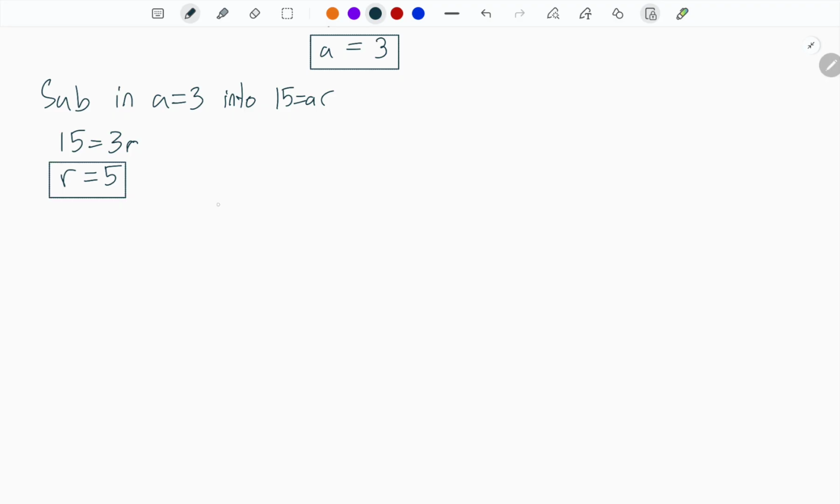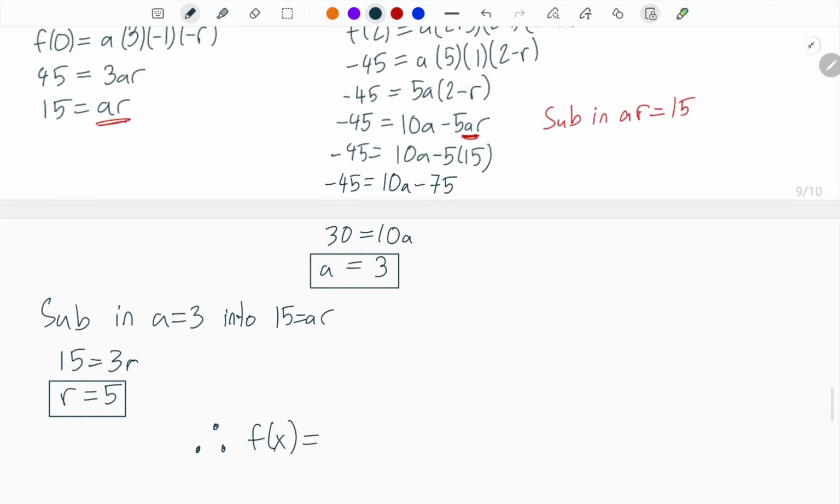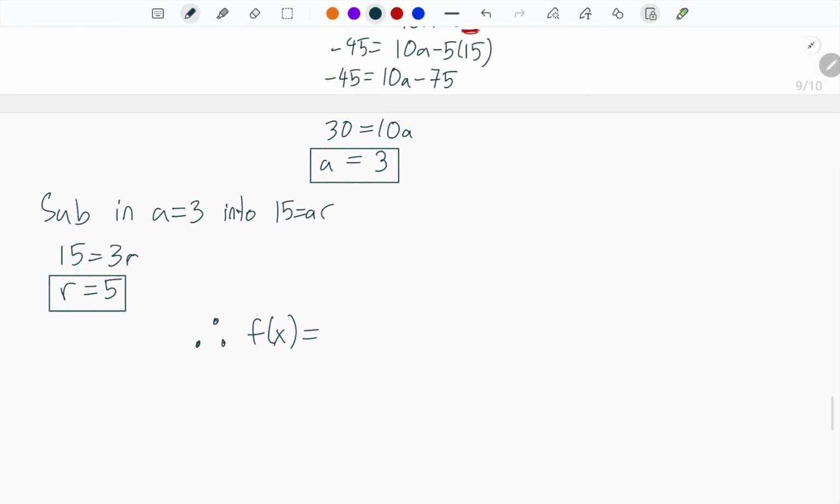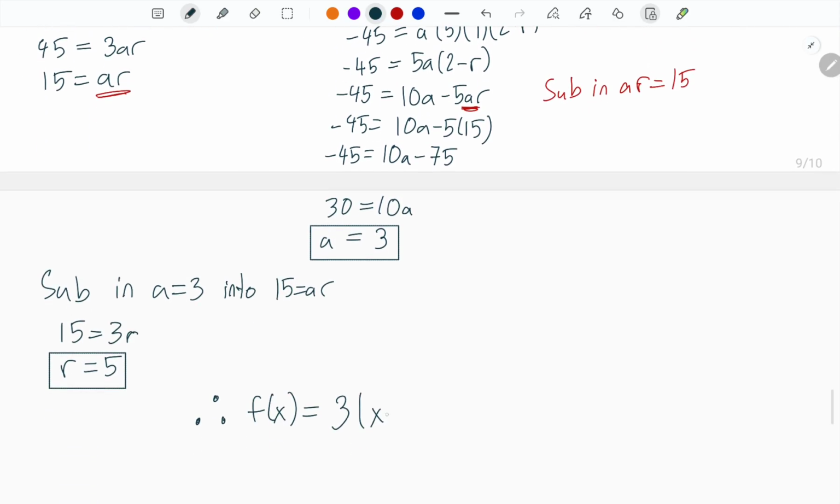Okay, and so that leads us to our equation. Therefore, f of x is equal to, going back to the original equation, a was 3, so sub that in at the start, (x plus 3), (x minus 1), and then (x minus 5). So the final root is 5. And there we go. So that's a trickier situation where we had to solve for actually the equation and one of the missing roots by plugging in multiple points. But there we have it. So that is a look at determining equations of polynomial functions.